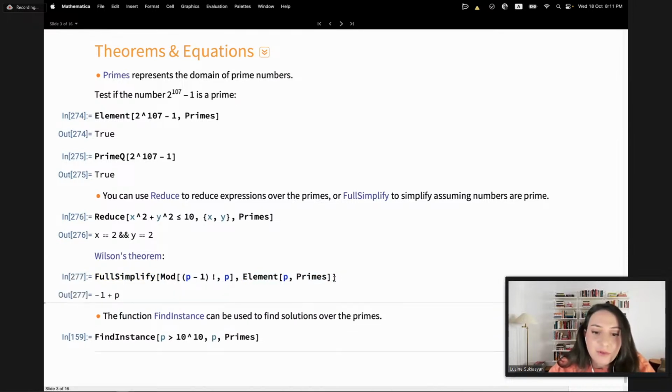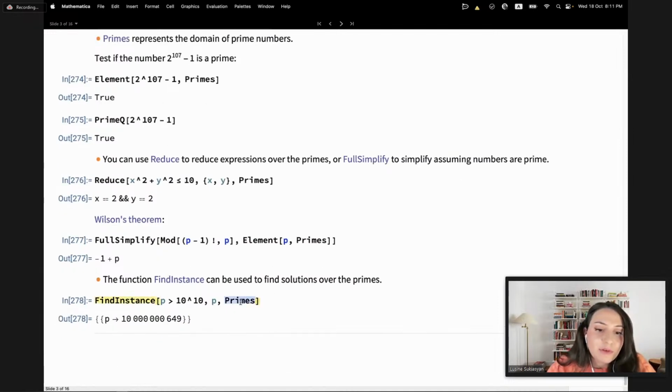And this is actually a very, very famous result. That is called Wilson's theorem. You can read about it on the internet. This is a very famous result. And here you see that the symbolic capabilities in the Wolfram language are quite strong, really. Or we can use the function FindInstance, and that can be used to find solutions again over primes. For example, we want to find a prime number that is greater than 10 to the power of 10, and here is an instance of a prime number that is greater than 10 to the power of 10.